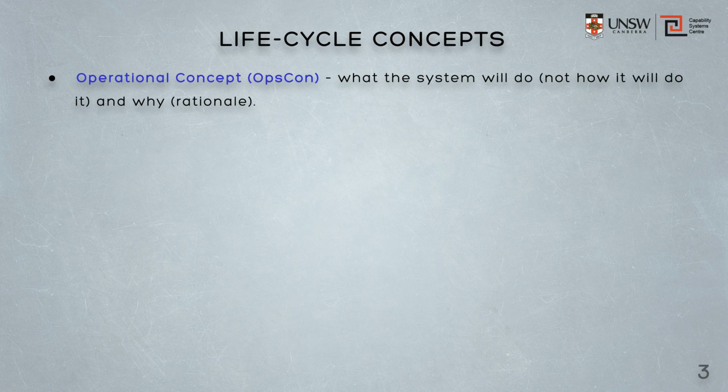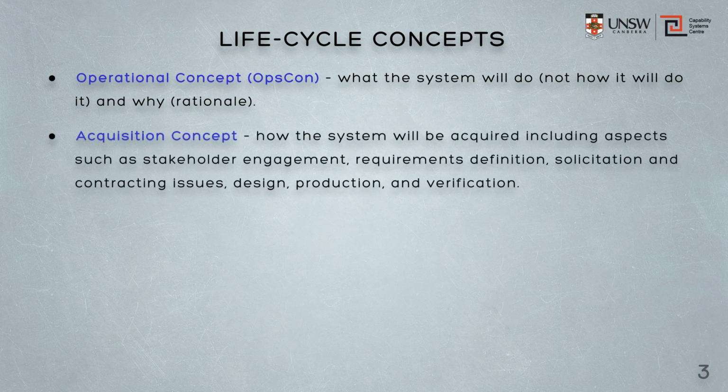An ops con is a user-oriented document that describes system characteristics of the to-be-delivered system from the user's perspective. The ops con is used to communicate overall quantitative and qualitative system characteristics to the acquirer, the supplier, the users, and other organisational elements. The acquisition concept describes the way the system will be acquired, including aspects such as stakeholder engagement, requirements definition, solicitation and contracting issues, design, production, and verification.